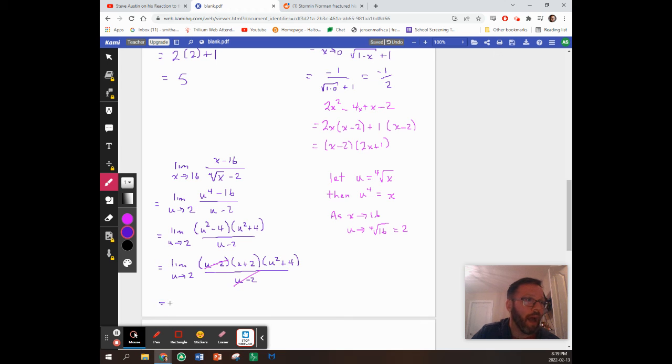And now there's nothing wrong with substituting in 2 for where u is. So let's do that. We're going to have 2 plus 2, and 2 squared plus 4. I'll just work left to right here to save some space. 4 times 8 is going to be equal to 32.